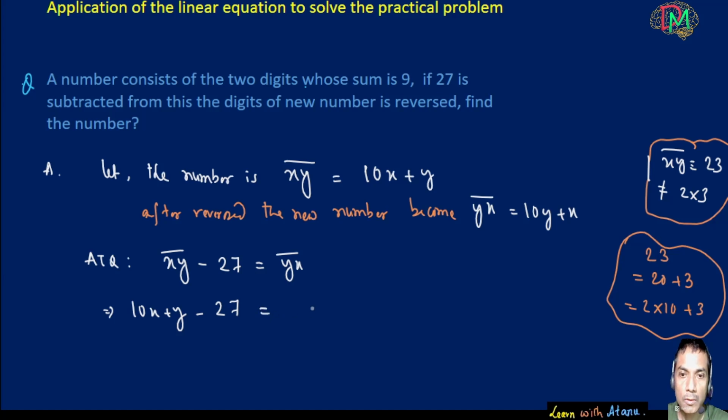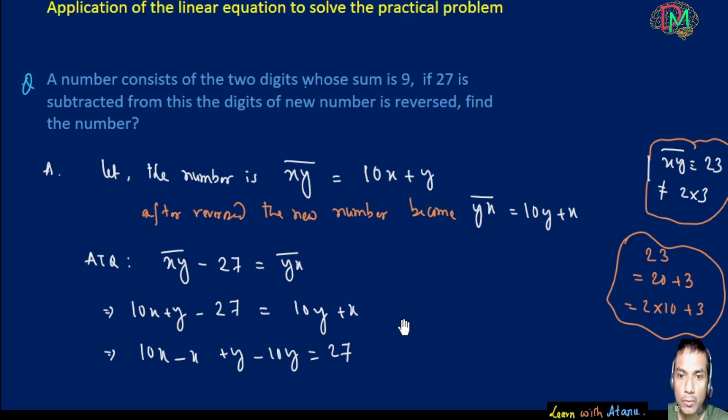is equal to 10y plus x. So, further simplifying, 10x, and with the transposing method, if we shift the x it will be minus x, and here what remains is plus y. With the transposing method, the 10y will be minus 10y, is equal to 27. Clear?